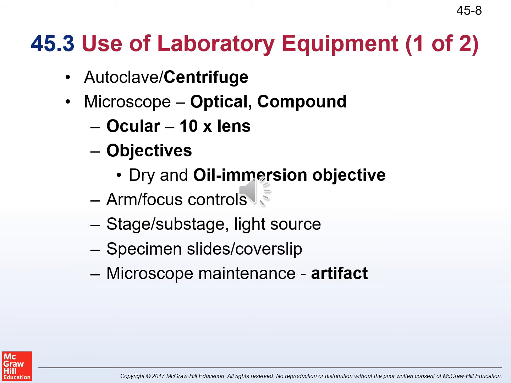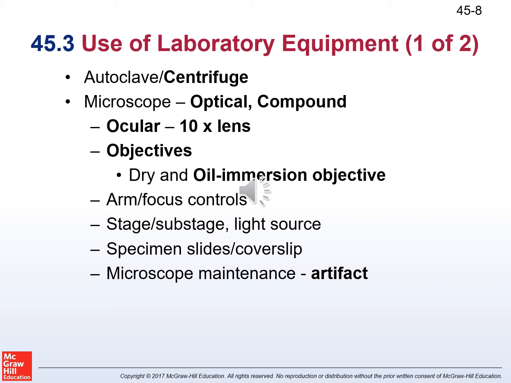45.3, use of laboratory equipment. An autoclave is used for sterilizing or eradicating germs and disinfecting office equipment. A centrifuge spins at a high rate of speed to separate elements into their parts. The instrument used most often in the POL is the microscope.